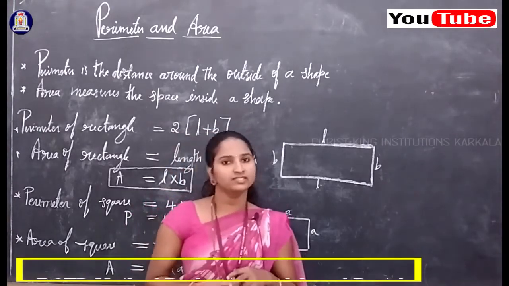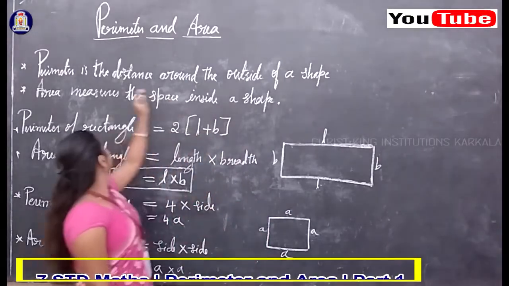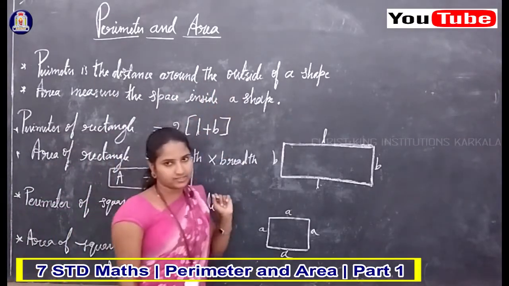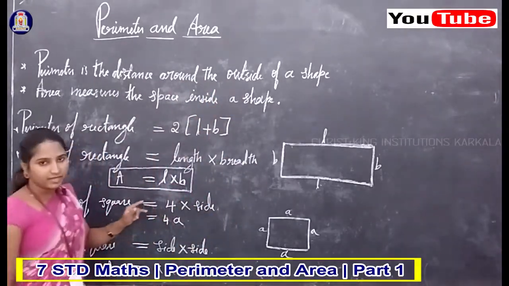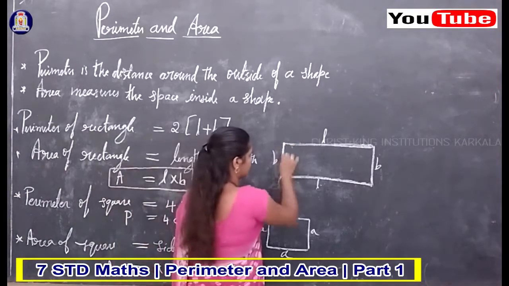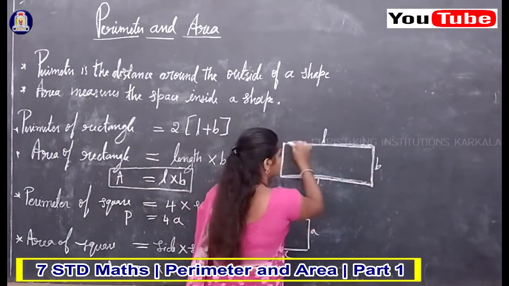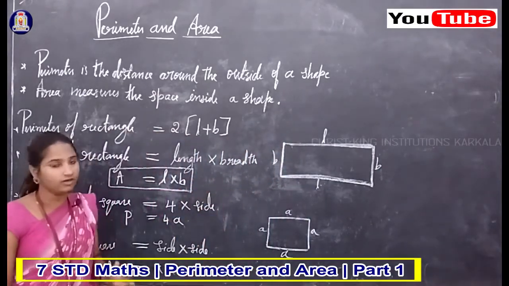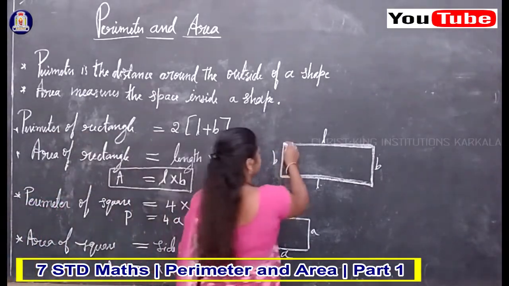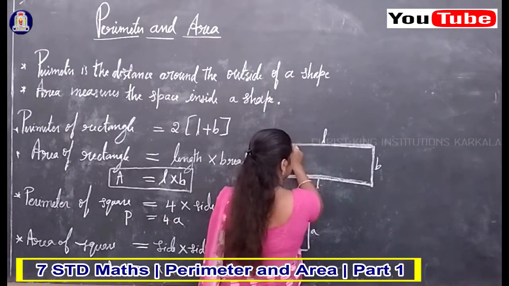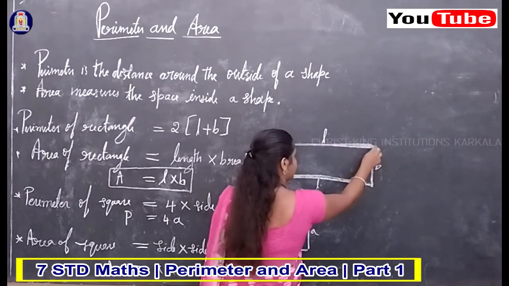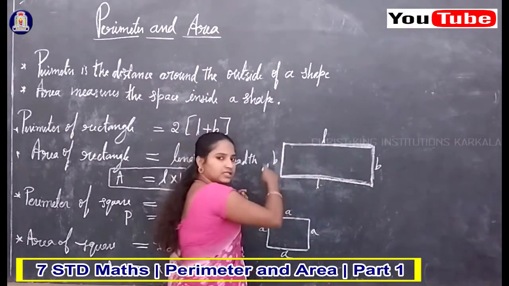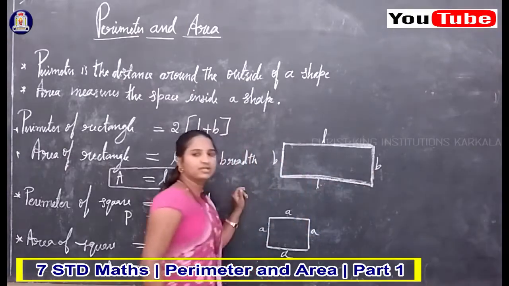Okay, we'll see now what is perimeter. Perimeter is the distance around the outside of the space. That means, if you consider a rectangle, this is a rectangle shape. If I ask you to find the perimeter of this figure, we are finding the distance of length, breadth, length, breadth. So adding all the sides, if you add all four sides, we'll get the perimeter.